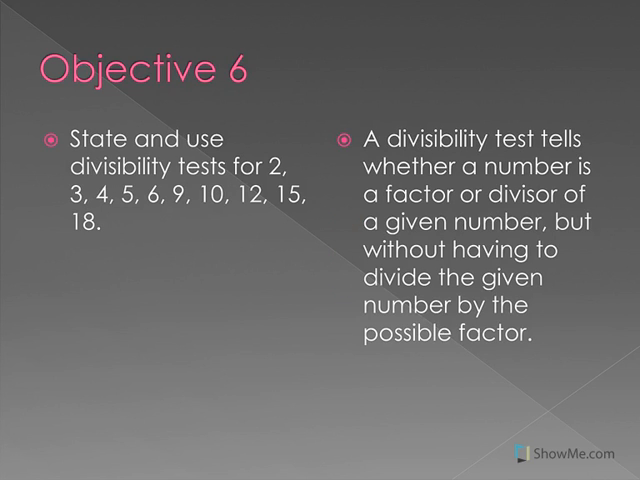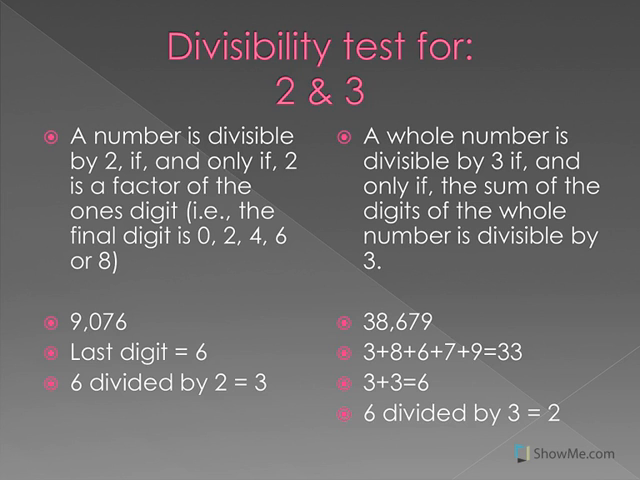In Objective 6, we're told to use the divisibility test to tell whether a number is a factor or divisor of a given number, but without having to divide the given number by the possible factor. A divisibility test for 2 states that a number is divisible by 2 if and only if 2 is a factor of the ones digit, i.e. the final digit.